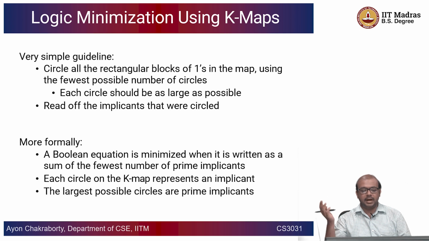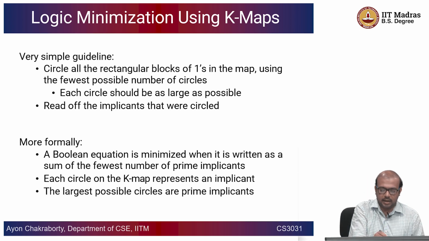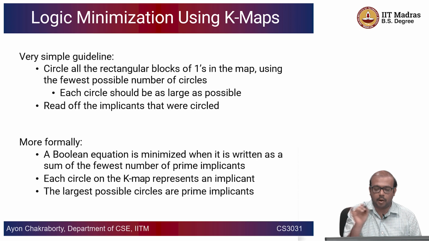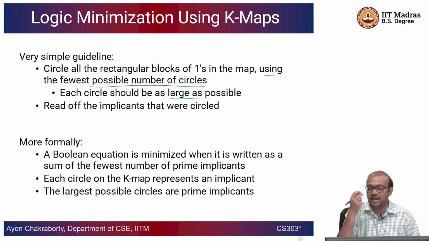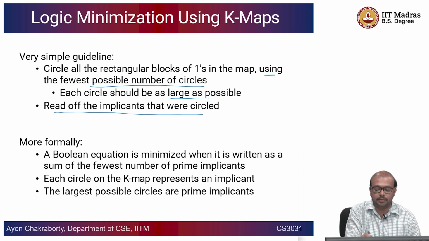So, the guidelines are as follows. These are very simple things to do. Circle all the rectangular blocks of ones in the map using the fewest possible number of circles. You need to make sure that all the blocks of 1 in the map are covered, and each circle has to be as large as possible. That is why we said using the fewest possible number of circles. You have to be very greedy and group the largest circle first, then the next largest circle and so on. And whenever you circle something, you can read off the implicant that was circled.